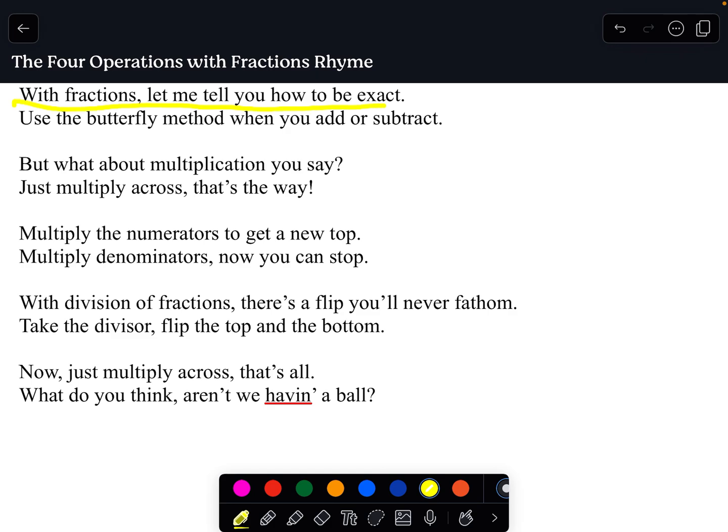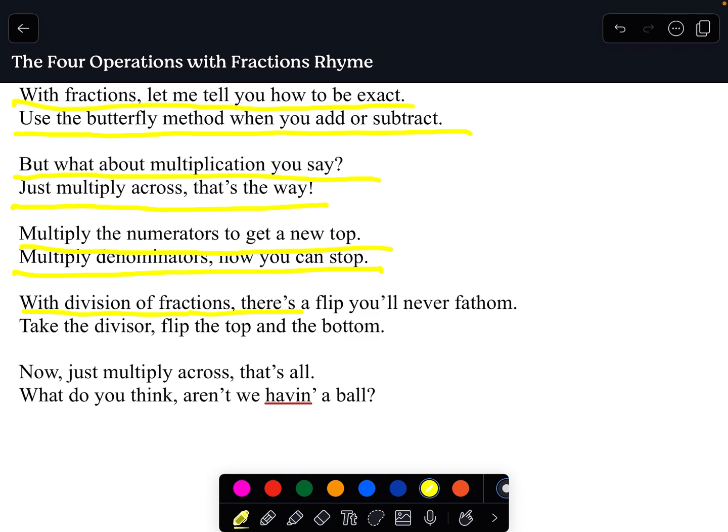With fractions, let me tell you how to be exact. Use the butterfly method when you add or subtract. But what about multiplication? You say just multiply across. That's the way. Multiply the numerators to get a new top, multiply denominators. Now you can stop with division of fractions. There's a flip you'll never fathom. Take the divisor, flip the top and the bottom. Now just multiply across. That's all. What do you think? Aren't we having a ball?